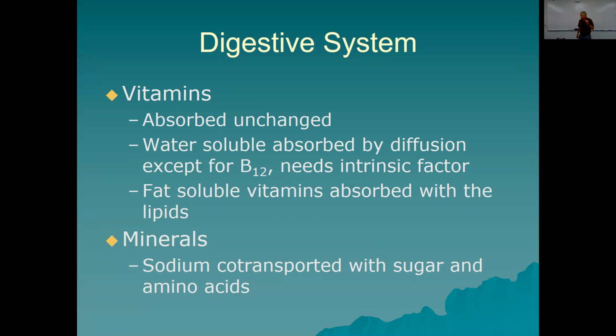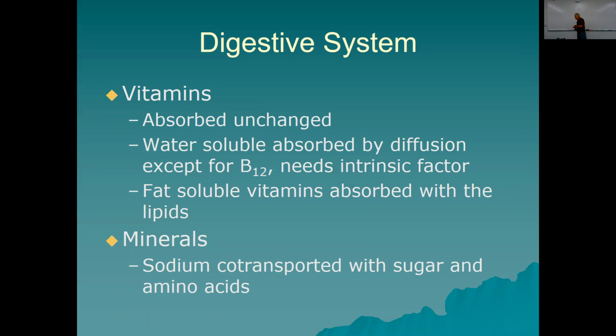The only exception is vitamin B12. Remember, it has to be attached to intrinsic factor in order to be absorbed. So it must be endocytosed, because it would be way too big to just diffuse in. And remember, the intrinsic factor is made by cells in the stomach, and it's absorbed in the terminal ileum, the last part of the ileum.